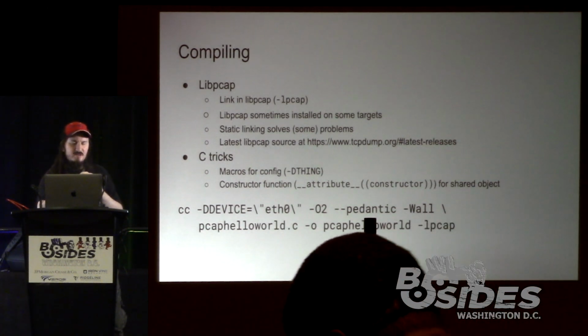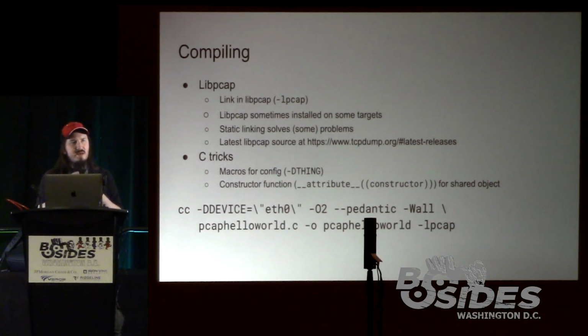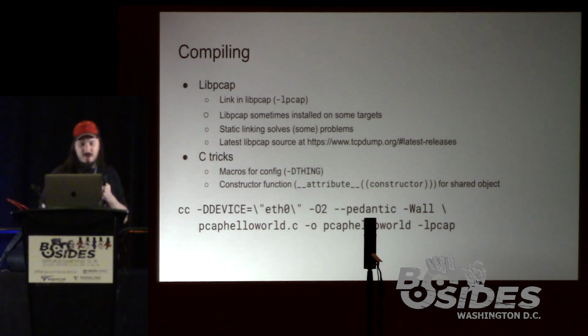It's not a bad idea to grab the latest one so that you know that your PCAP-enabled application malware is using the version of the library you expect. A couple tricks in C that I've come up with. Compile time config, just use macros for that.